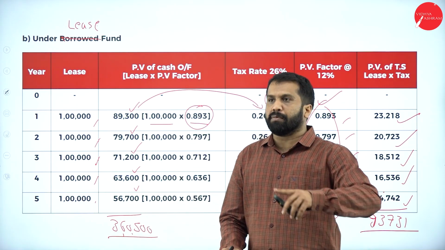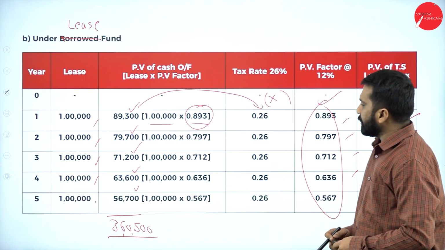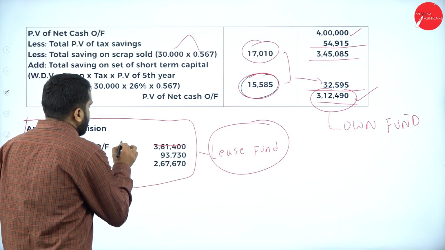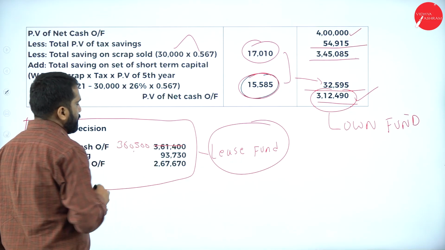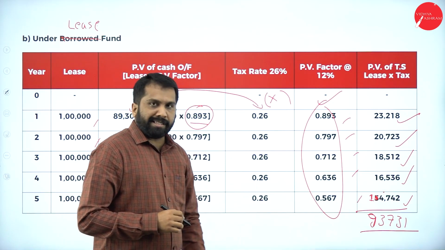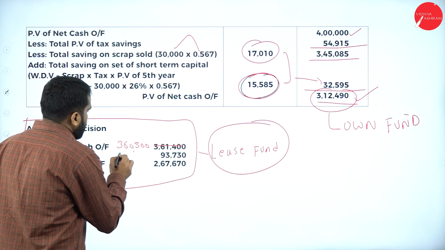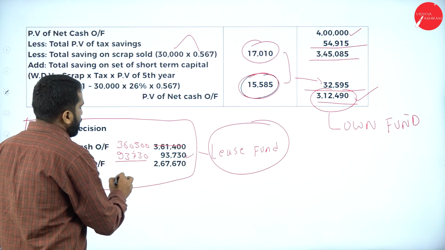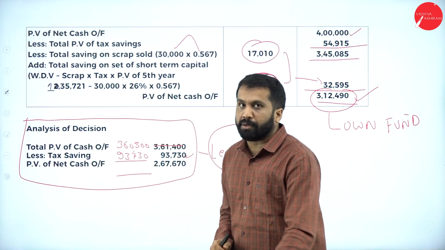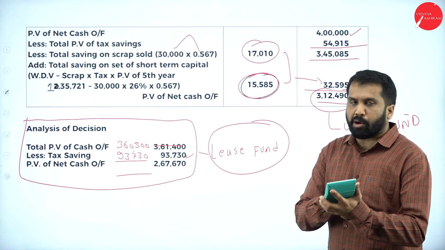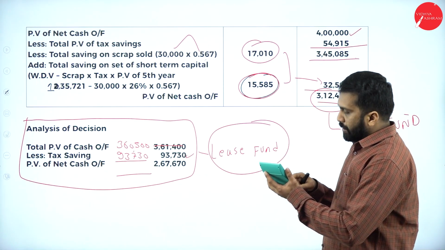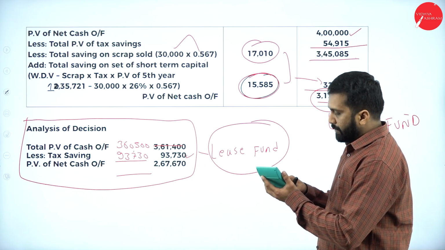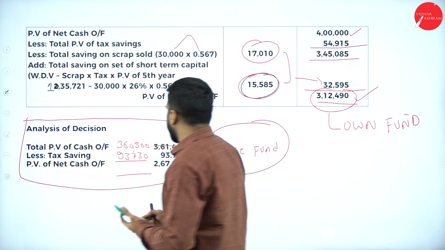The same procedure that we did in the previous one, the same thing we are doing now. 3,60,500, I'll take it here, and 93,731. So it is the same as 93,730. I'll take it as 30 only. So what is your answer? We don't calculate depreciation. We don't calculate scrap. Why? Because the asset does not belong to the company. So 3,60,500 minus 93,730. I got 2,66,770.